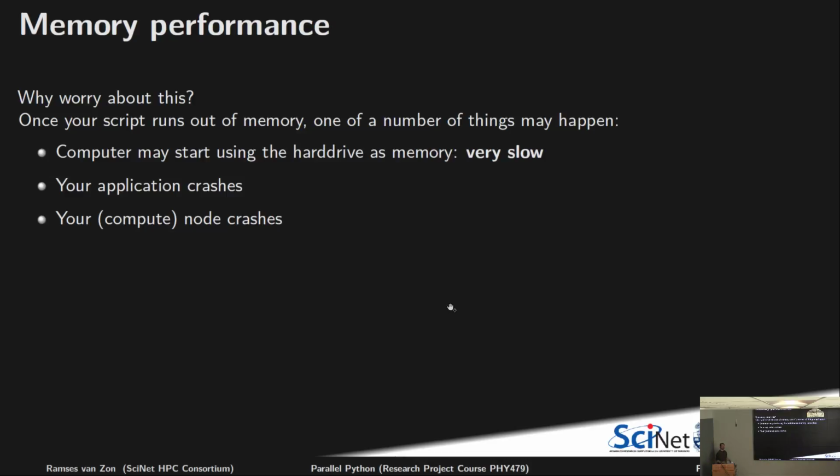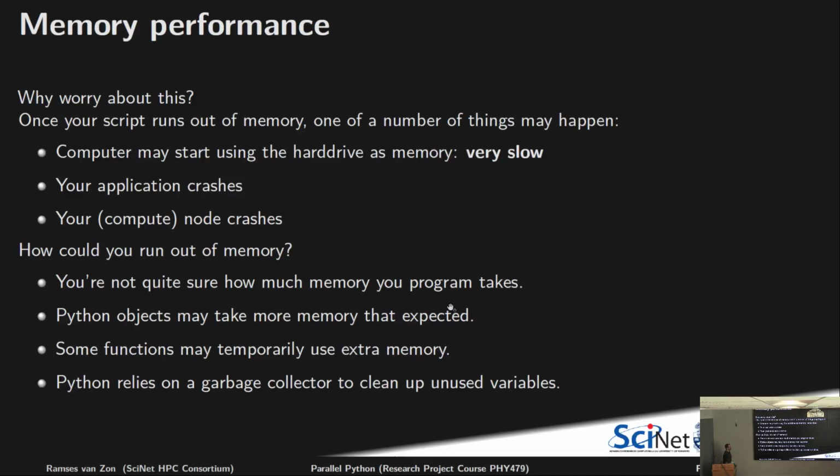So in the best case, this means your application crashed, which means we don't have to do anything, but your job is gone. And in the worst case, something a bit worse happens and we have to step in. But regardless, your job is gone, you don't get your output, you don't know what happened, just because you ran out of memory. And why can that happen? Well, it can happen because you might not quite be sure of how much memory you're taking, but even if you are, some Python objects might take more memory than you expect.